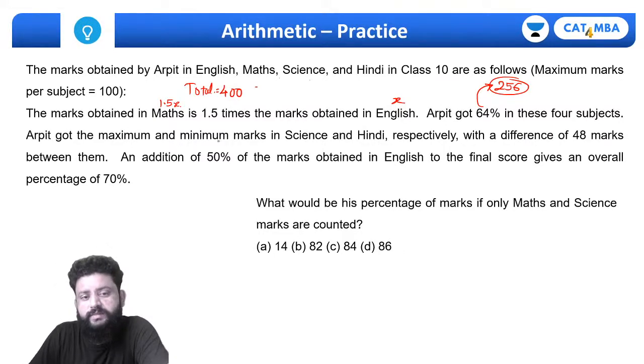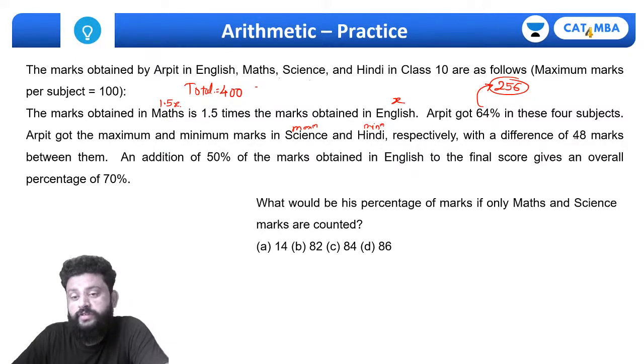Arpit got the maximum and minimum marks in Science and Hindi out of his score, respectively. So Science में maximum मिला है and Hindi में minimum, with the difference of 48 marks between them. Science and Hindi, then English and Maths का comparison था.